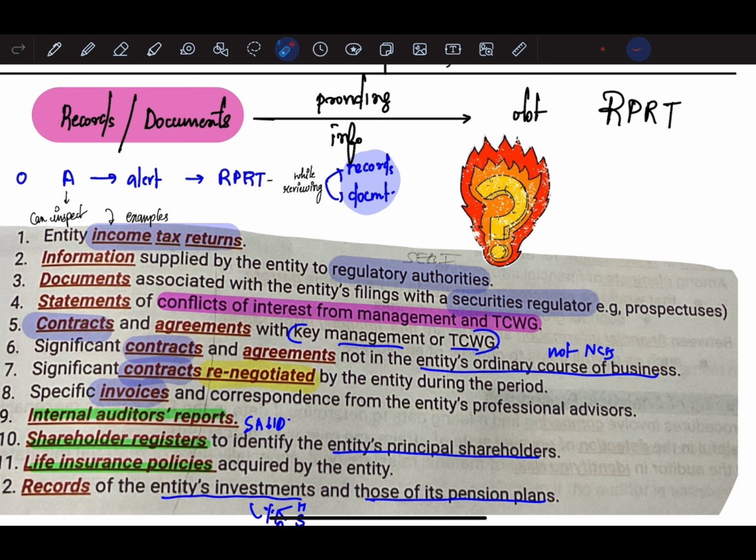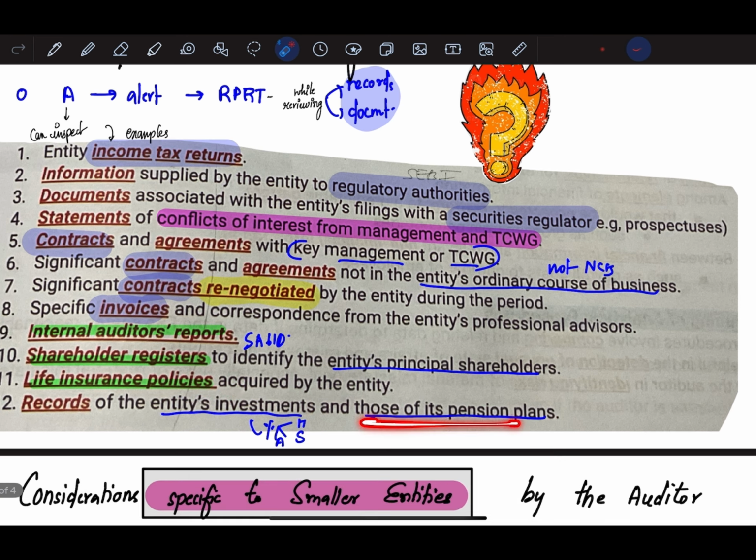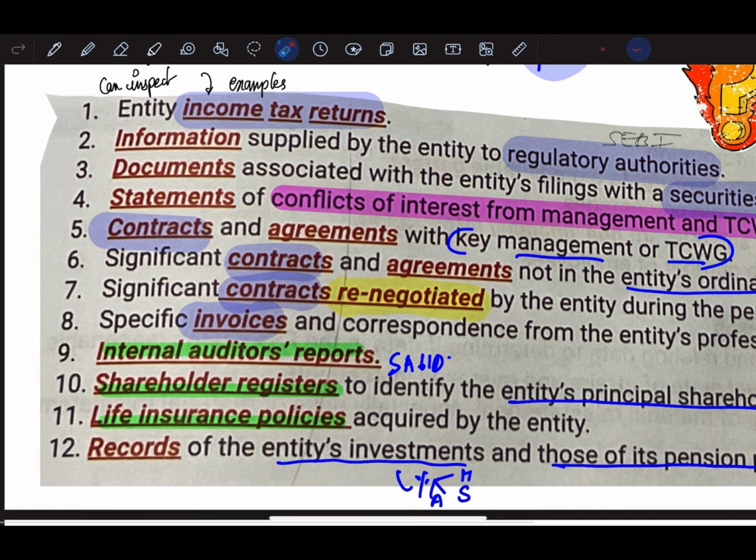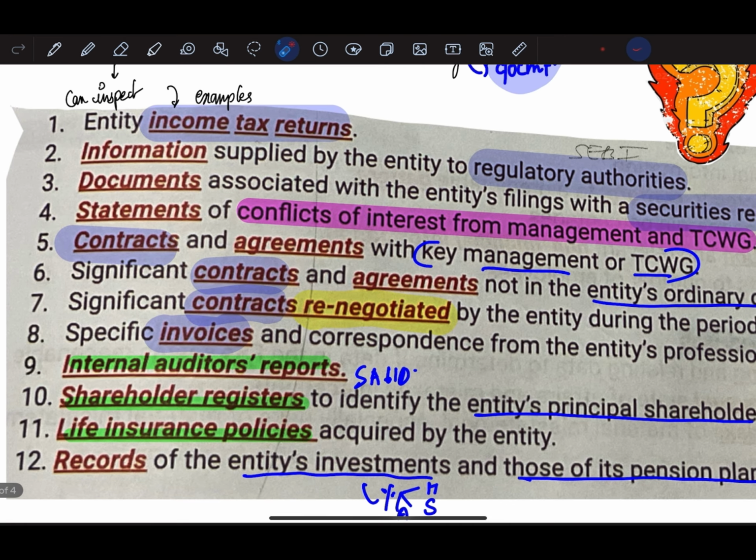Then shareholders registers and life insurance policies. Shareholders registers to identify the entity's principal shareholders, the life insurance policies which are acquired by the entity, and the records of the entity's investments and those of its pension plans. So investments, the percentage of holding in a subsidiary or associate or any other companies holding in this entity, what is the percentage? So basically the first 4 points are, the first one is income tax returns.